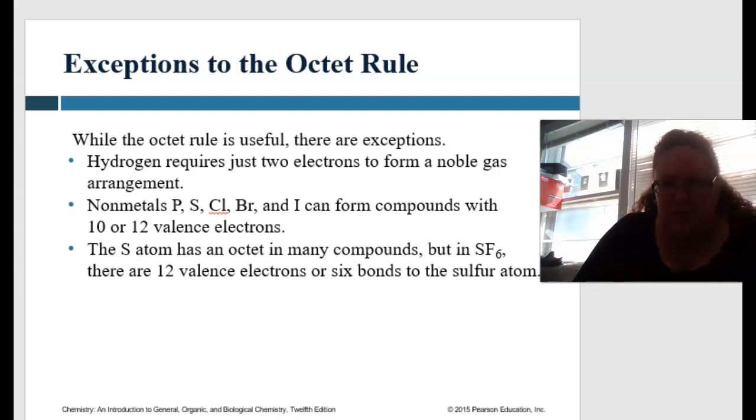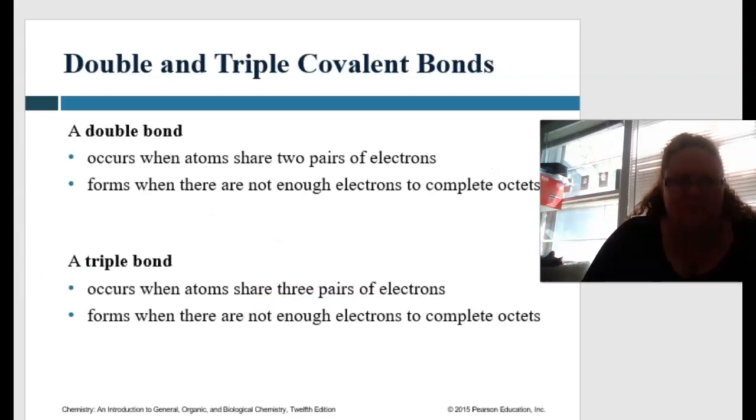As always, there are exceptions, and so while the octet rule is useful, there always are exceptions. Hydrogen just requires 2 electrons to form a noble gas arrangement, where nonmetals P, S, Cl, Br, and I can form compounds with 10 or 12 valence electrons. And the S atom has an octet in many compounds, but in SF6 there are 12 valence electrons, or 6 bonds to the sulfur atom. So again, just random little sides to note.